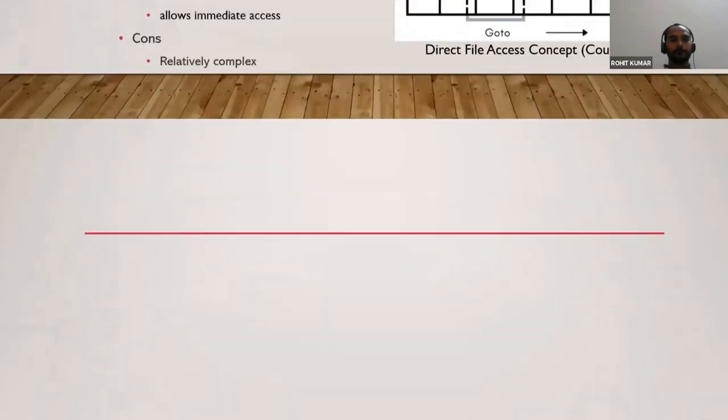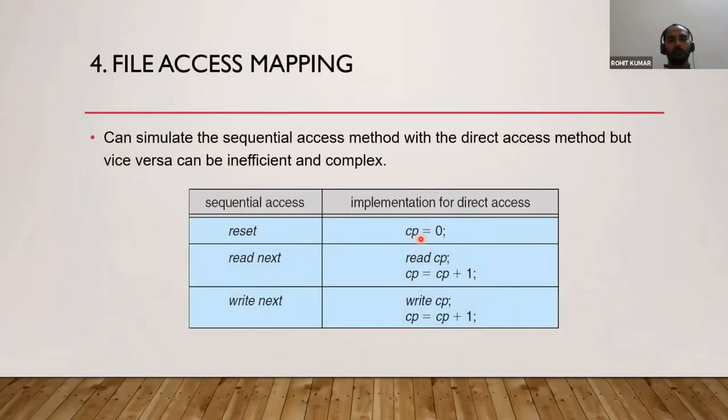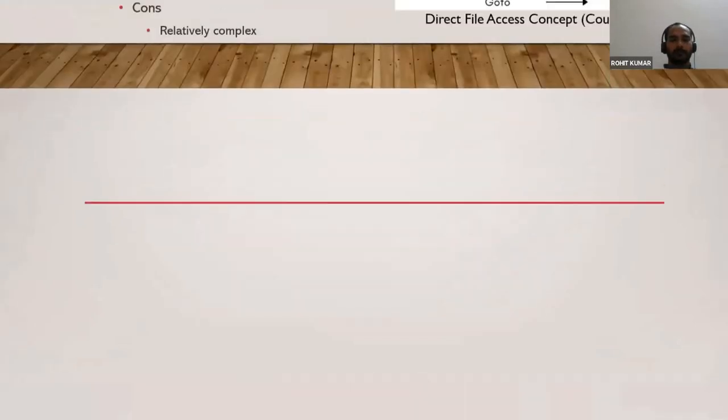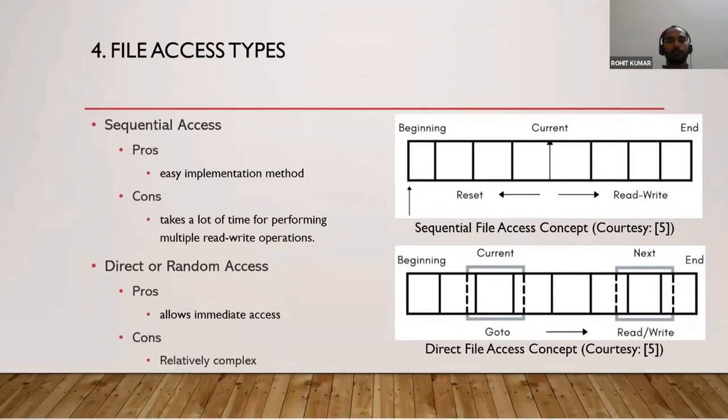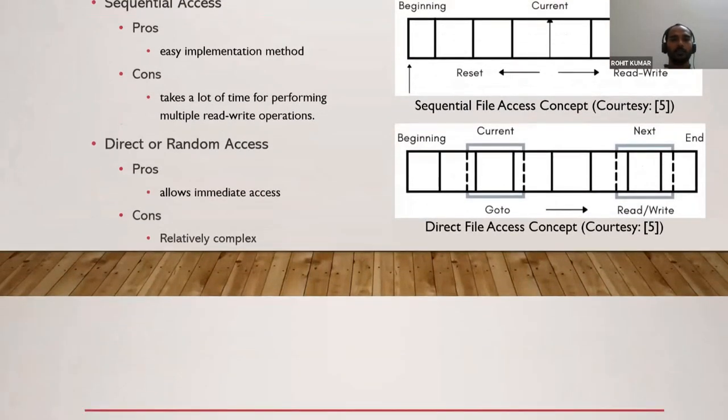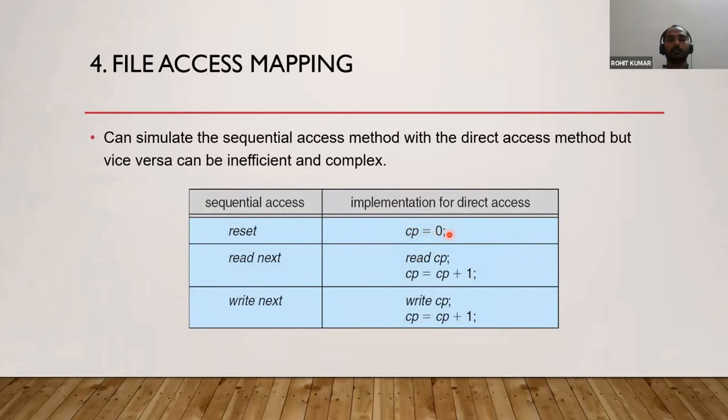So here you can see that with respect to reset, you need to just maintain your pointer at 0. If you maintain your pointer location at 0, you just simply reset. You came to the beginning of your disk. It is your beginning, and just to come here, you need to do the reset operation. So with respect to sequential access, in direct access you just simply make your cursor position, your pointer, at 0. Then read next means you are supposed to increment the value, and if it is write next, then it is also supposed to work in the same fashion.